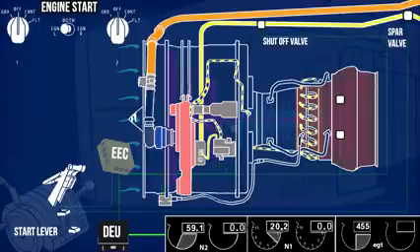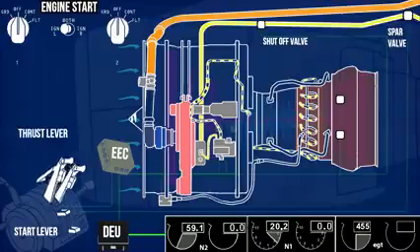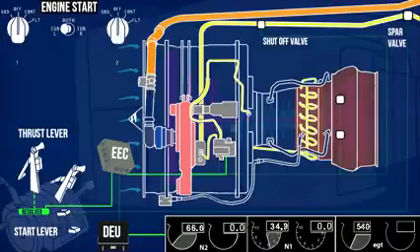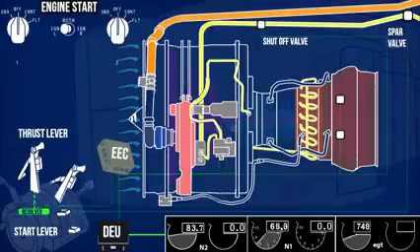In order to increase the engine thrust to high power, move the thrust lever ahead. Resolver sends an output voltage, proportional to the thrust lever angle, to the EEC. The EEC, according to the position, increases the fuel flow rate through the fuel metering valve. By supplying more fuel for combustion, the EEC increases the thrust of the engine to maximum power.